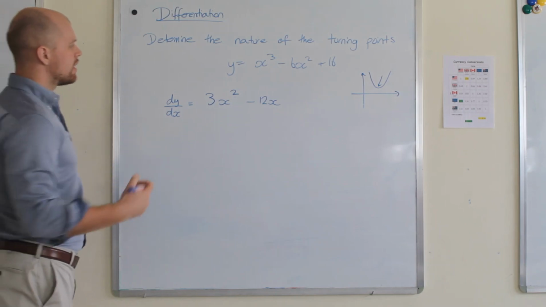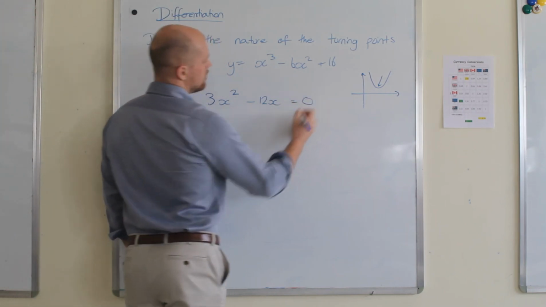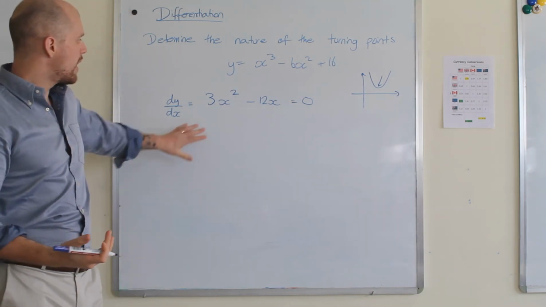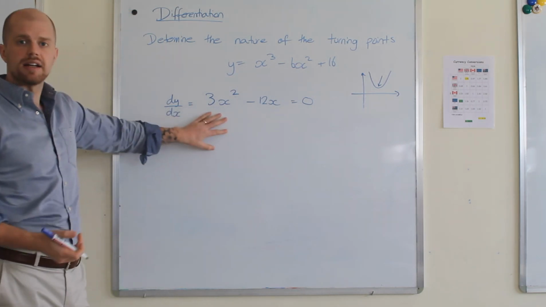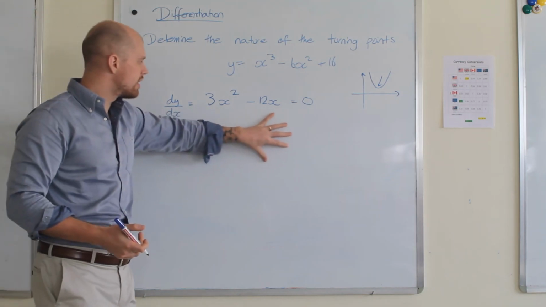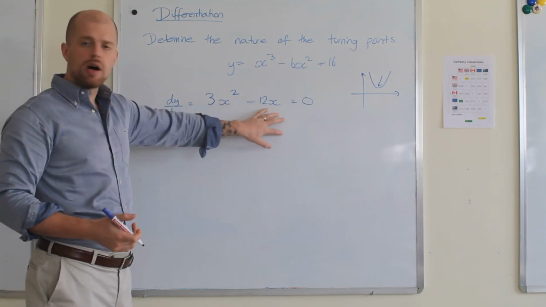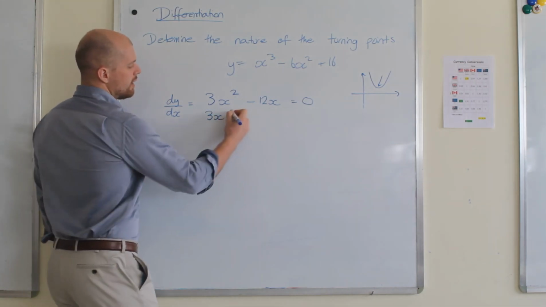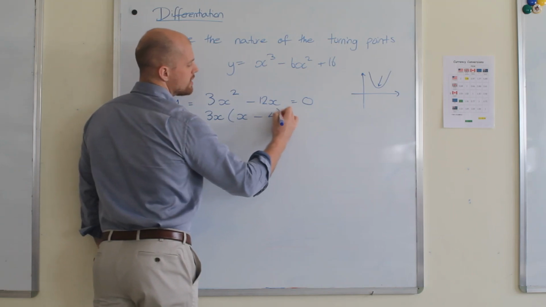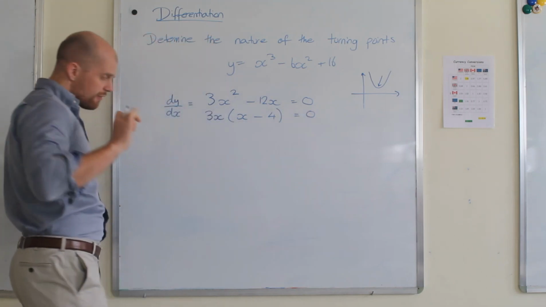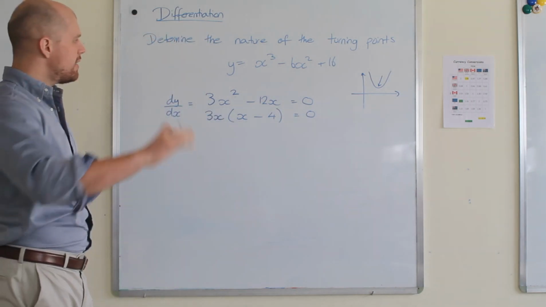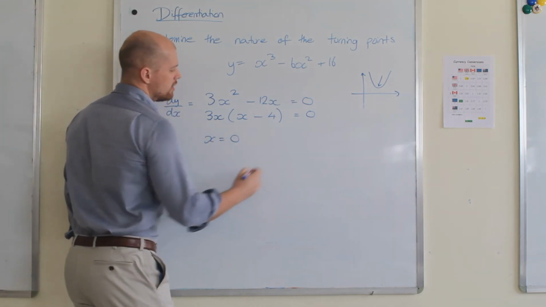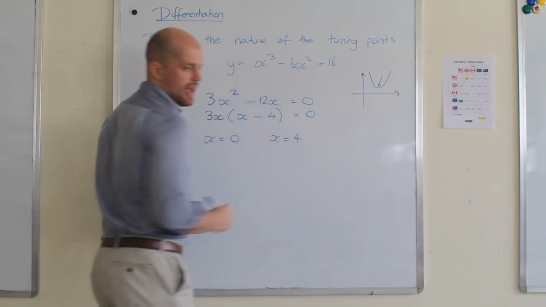Now the gradient equals 0, the gradient function, at the turning points. This now gives me an equation that I can solve, in this case a quadratic. What I'm going to do is factorize. I have a 3x squared and a 12x, so what I can take out of brackets is 3x, and that will leave me with x minus 4. Therefore, the x coordinates of the turning points, i.e. where the graph isn't going up or down, are x equals 0 and x equals 4.